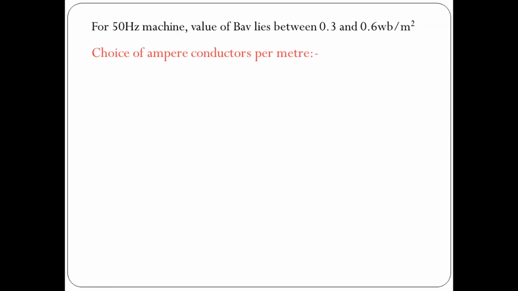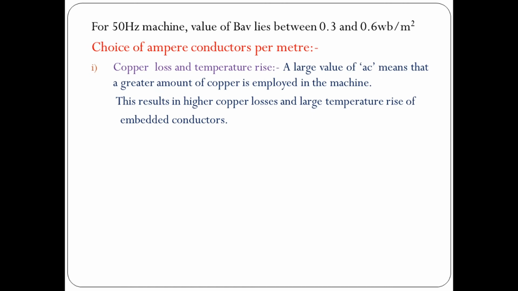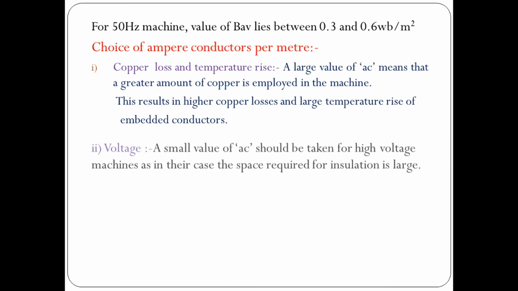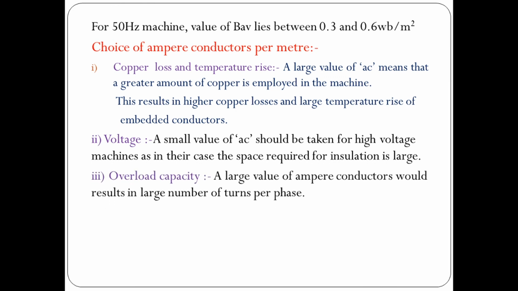And if you choose the value of specific electrical loading or ampere conductors per meter, the affected parameters are copper loss and temperature rise. There will be an increase in copper loss because of a large value of AC. The second one is the voltage; a small value of AC should be taken. If you choose a large value of AC, there is high copper loss, and the insulation requirement for the winding will be higher. The third point is overload capacity; a large value of ampere conductors will result in a large number of turns per phase. So these three parameters you have to learn.